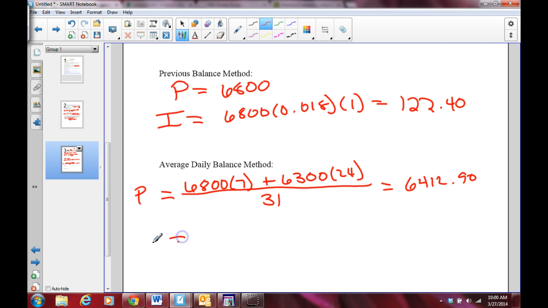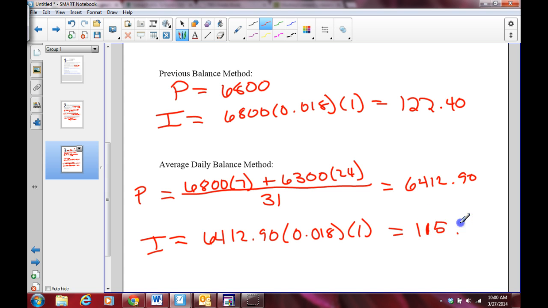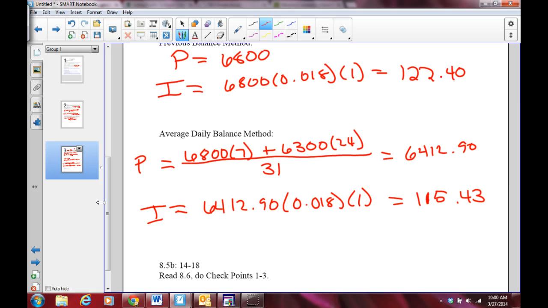So if I put that into my interest formula, I have 6,412.9 times 0.018 times 1. That is $115.43. Okay, so hopefully that helps you guys understand the difference between the 3 different methods I gave you the definition for just a minute ago. All right?